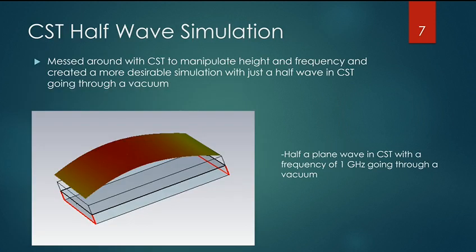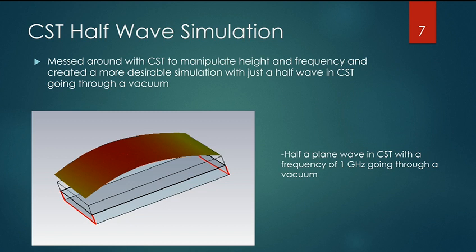For CST half-wave simulations, I messed around with CST a lot in order to manipulate height and frequency, making a lot of plane waves that weren't exactly desirable, but it's simply me getting my feet wet since I haven't worked with the software before. From this, I was able to create a more desirable simulation that we could actually work with, which was just a half wave in CST going through a simple vacuum.